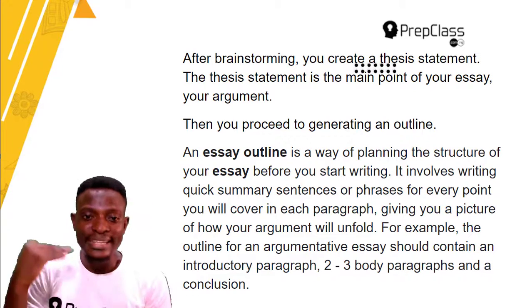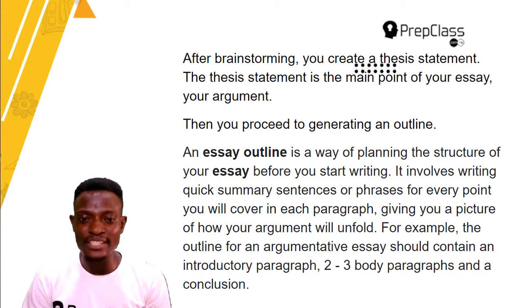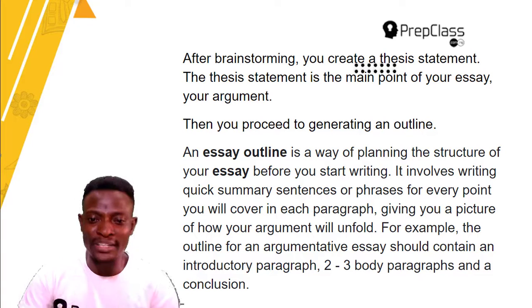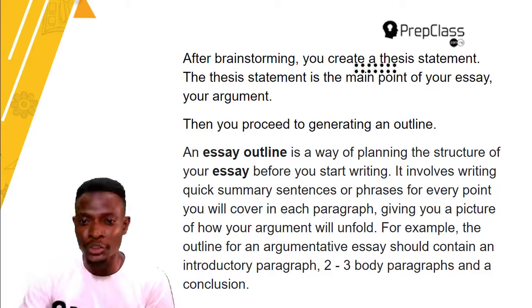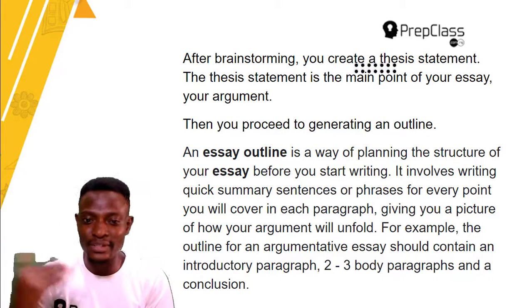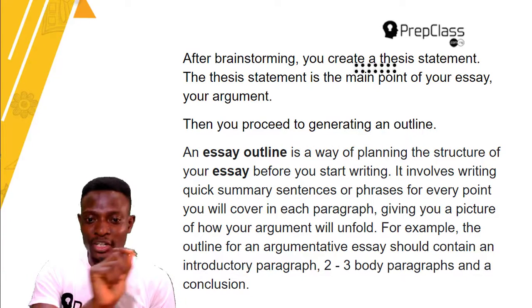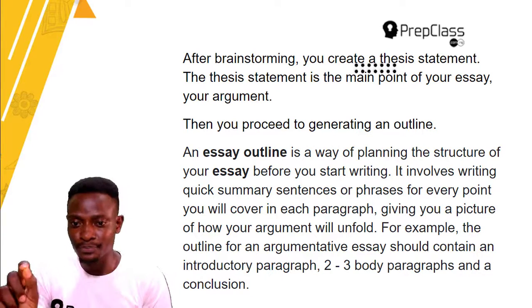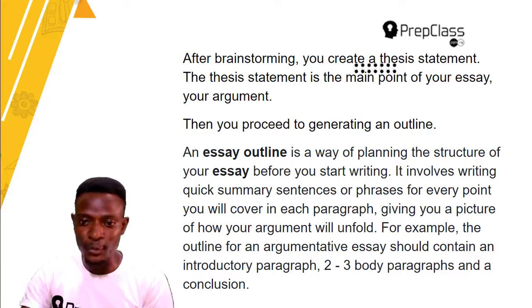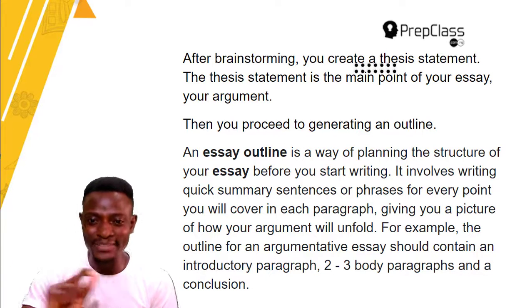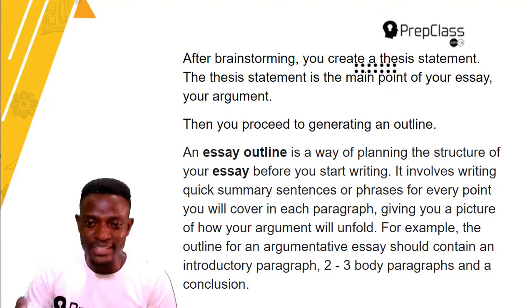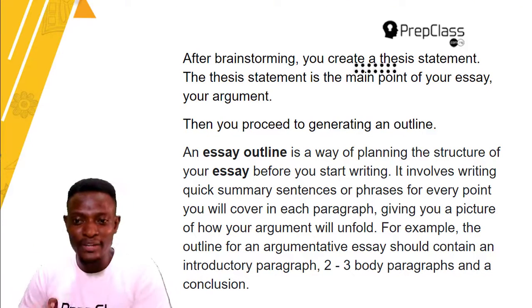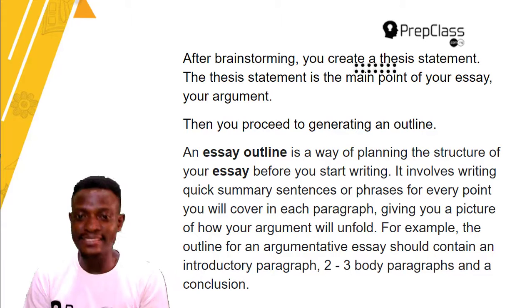For example, the outline for an argumentative essay should contain an introductory paragraph, 2 to 3 body paragraphs, and a conclusion. So when generating your outline for an argumentative essay, you can write paragraph 1, introductory paragraph. Paragraph 2, your first point, this is what I want to talk about. Paragraph 3, your second point, this is what I want to talk about. Paragraph 4, your third point, this is what I want to talk about. And your paragraph 5, the conclusion of the essay.